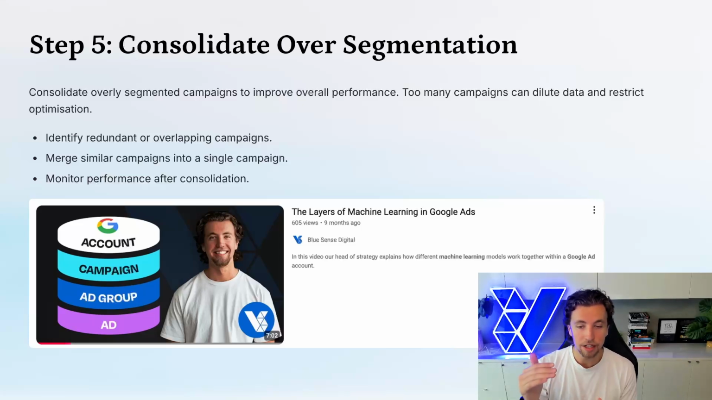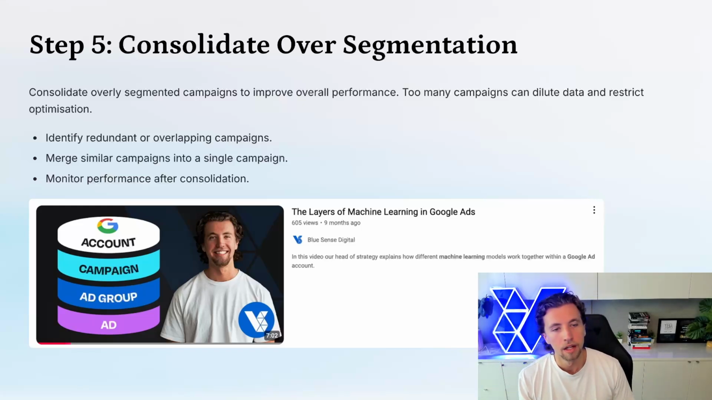Because segmentation will decrease performance. That's one given reality. If you currently are looking at 10 different campaigns, all of your different categories segmented, you are getting worse performance than if you just consolidated that into one. And so you need to have a very good reason as to why you're segmenting out in that way. So identify redundant or overlapping campaigns, merge similar campaigns into a single campaign, and after you do that, monitor performance, but performance will be good. And if you want more information and a 7-minute breakdown about how this machine learning actually works in Google Ads, we have a video on it, so I'd recommend searching that on YouTube.